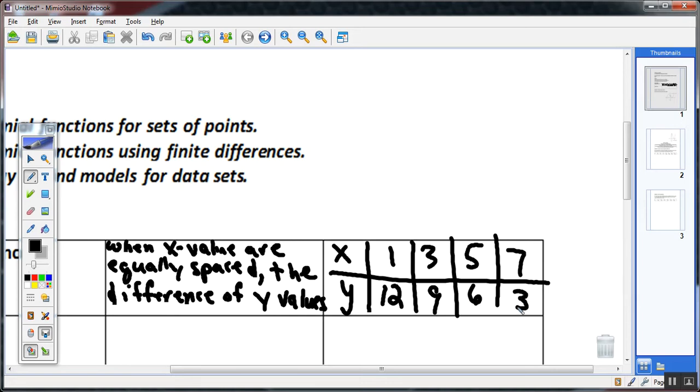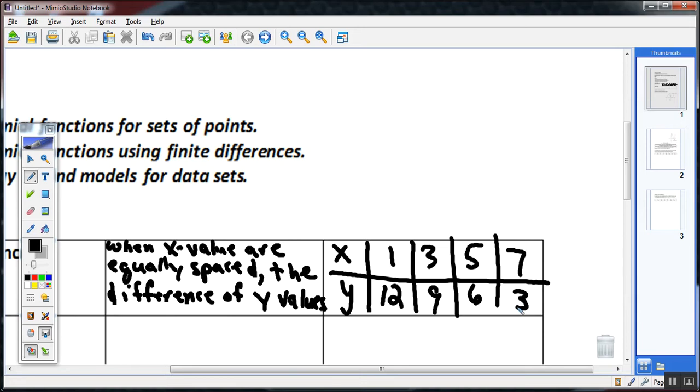We would say the finite difference right here is 12 minus 9, which is what? 3. And then the 9 minus 6 would be the next one. And then for this jump of 2, you had a difference of, again, 3. So we're saying for this jump of 2 in x, there's a change in y of 3. So a finite difference is going to be the difference in y values, consecutive y values, when the x jumps up by the same amount. And we'll look at an example like that, okay?